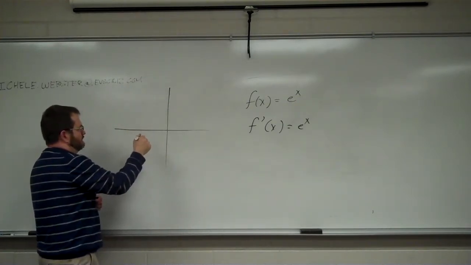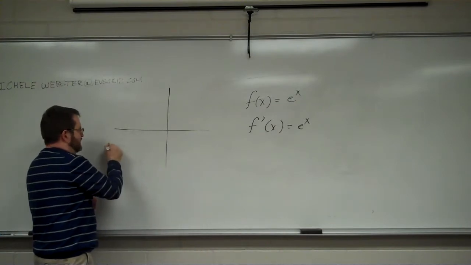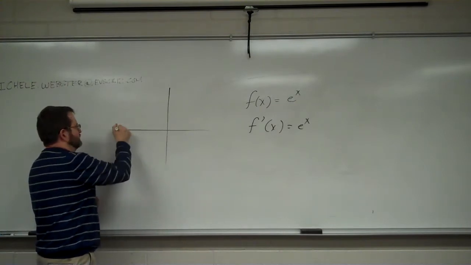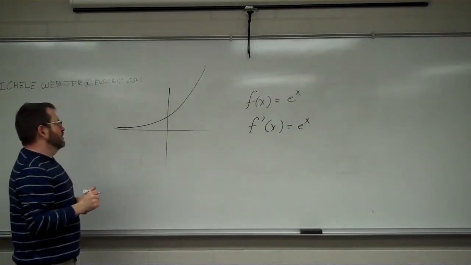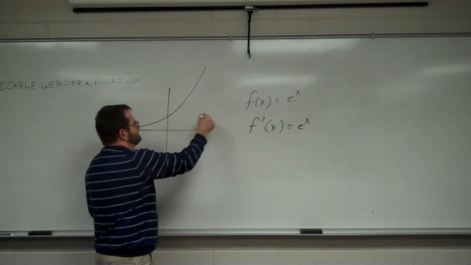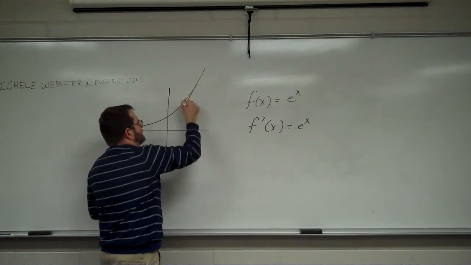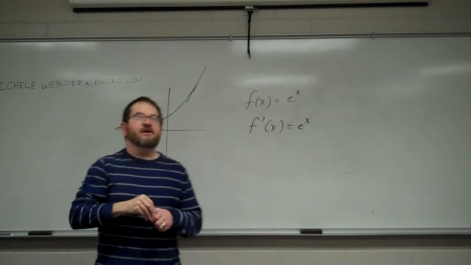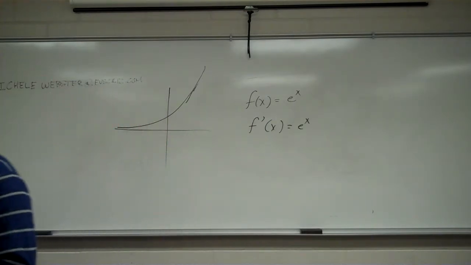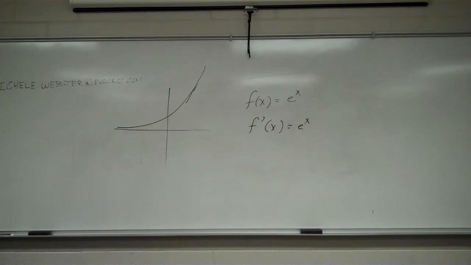It goes through like this. As the function gets bigger and bigger, the slope gets steeper. I didn't draw this very well, but whatever. The farther out you go on the x-axis, where e to the x would be a big number, your slope is also getting bigger and bigger. It's just pretty neat.